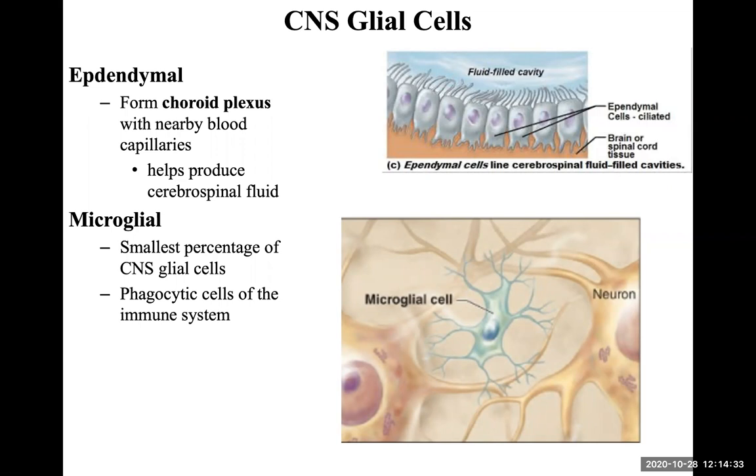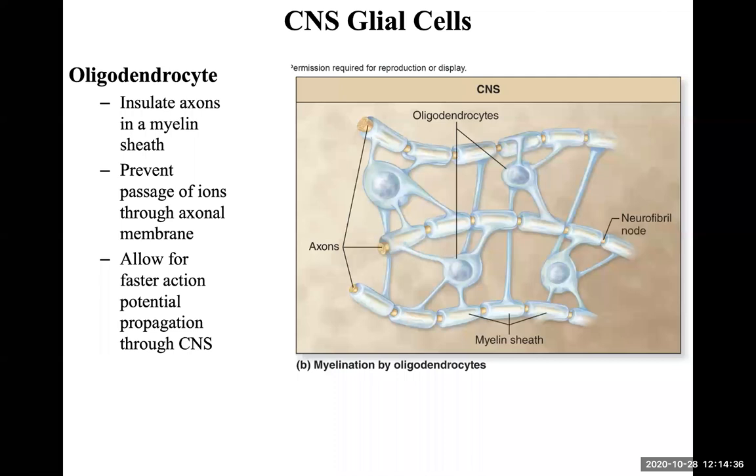So oligodendrocytes. We're going to talk here in just a moment about myelination. Oligodendrocytes are the cells that myelinate the axons of neurons in the central nervous system. They do this in a very different way than Schwann cells, which are the cells that myelinate axons in the peripheral nervous system.